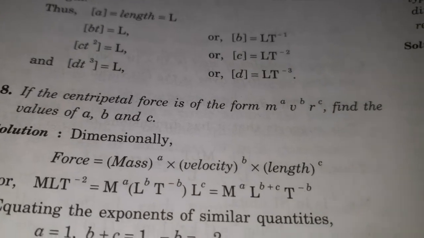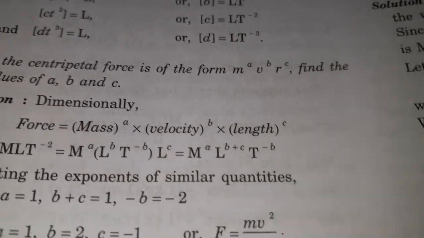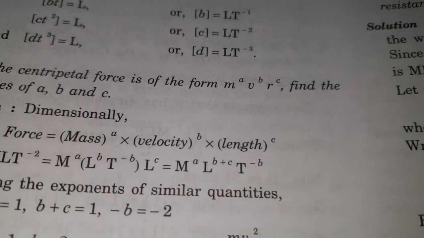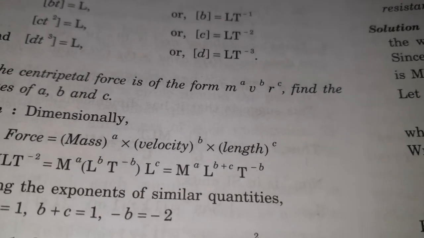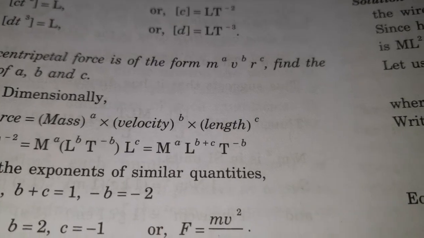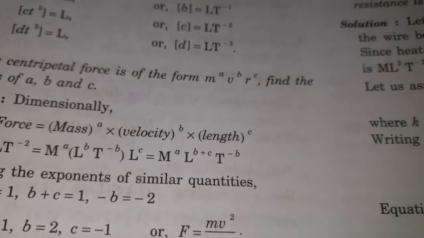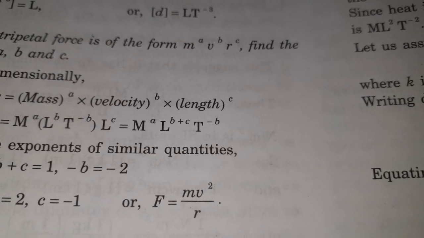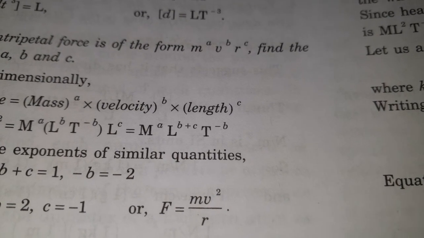Now question number 8. The centripetal force is of the form, that is we have to take F equals m a v b r c. Find the values of a, b and c.